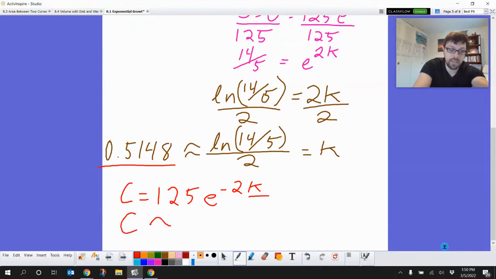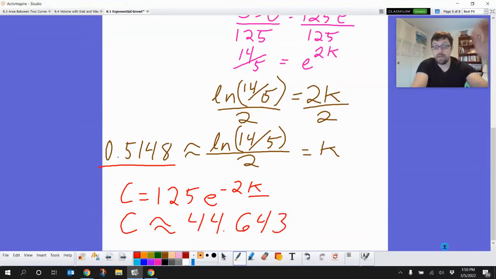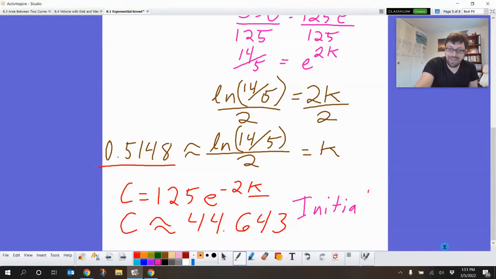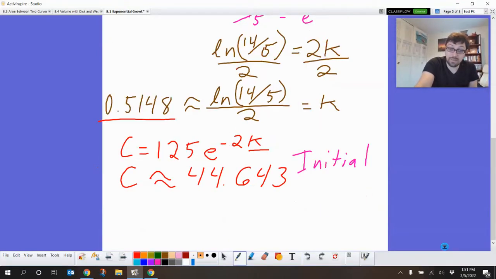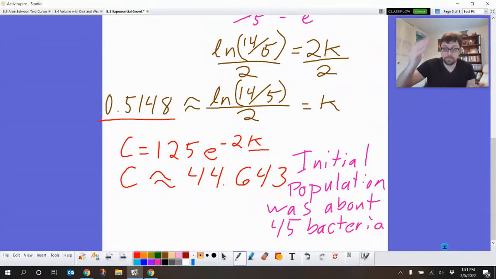And then we get approximately 44.643, which we can round to the nearest whole value, because you can't have part of a bacteria. You can only have a whole bacteria, or you don't have that bacteria. So we have our initial population. The population was about 45 bacteria. Done.